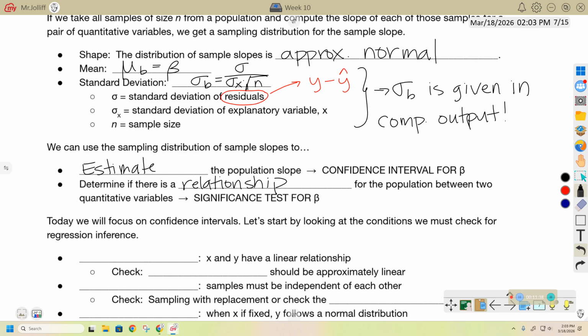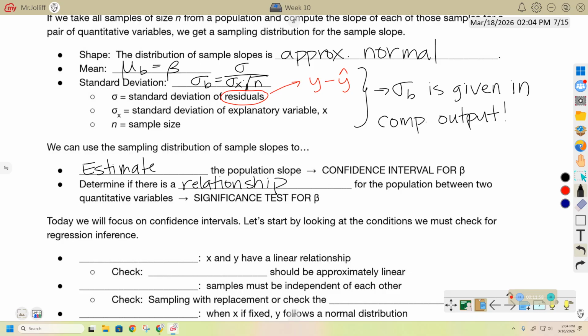We're going to start with intervals. We already know how to build them. Sample statistic plus or minus margin of error, yeah? And we know that looks like sample statistic plus or minus critical value times standard error. That same formula works for these intervals.